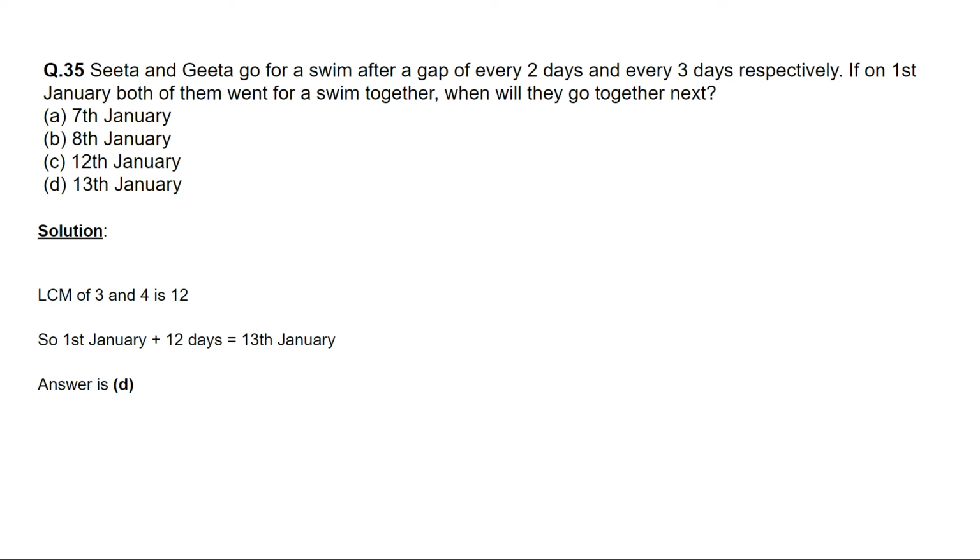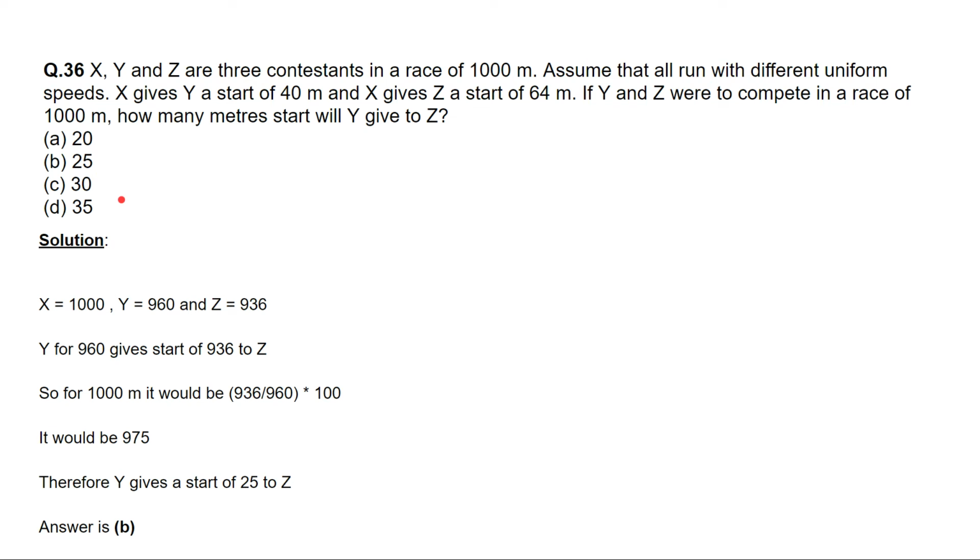Similarly, Geeta, if she goes on 1st January, second she won't go, third she won't go, fourth she won't go, she will go on 5th January. So basically they go after 2 days and 3 days. So we find the lowest common multiple of 3 and 4, that is 12. If you add 12 days to 1st January, you will get 13th January. So the correct answer is D.